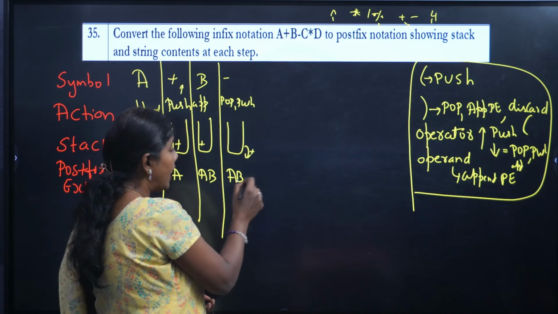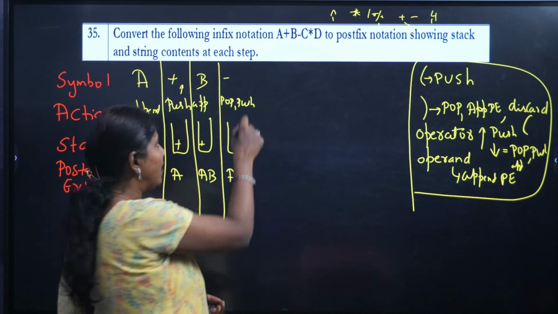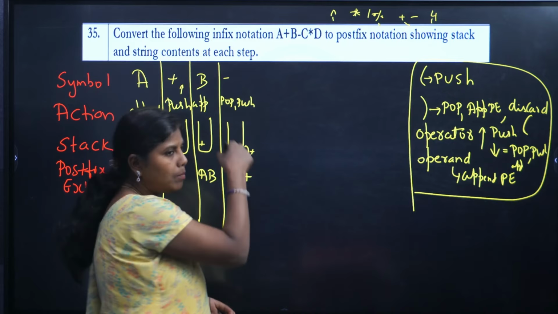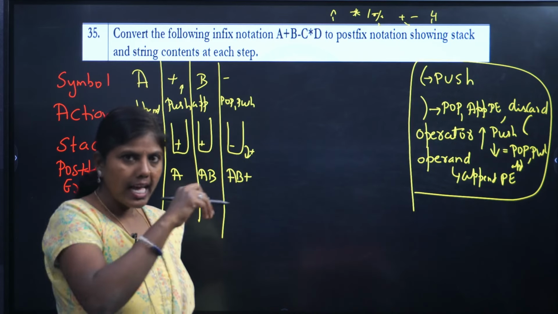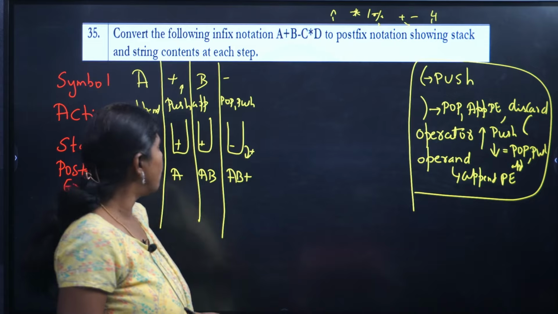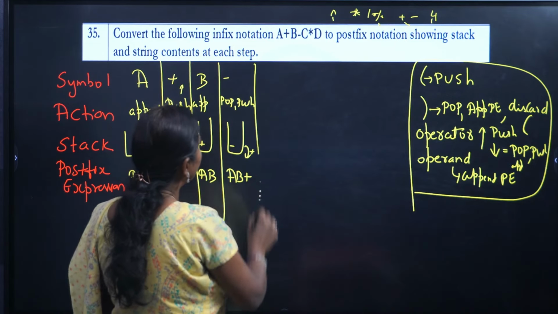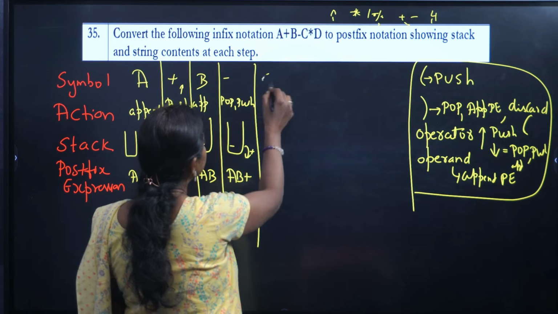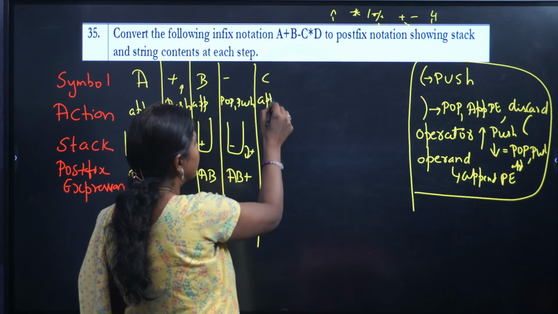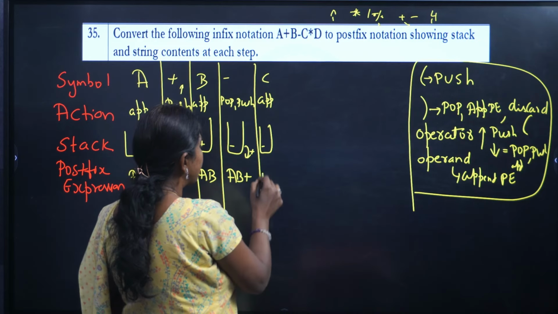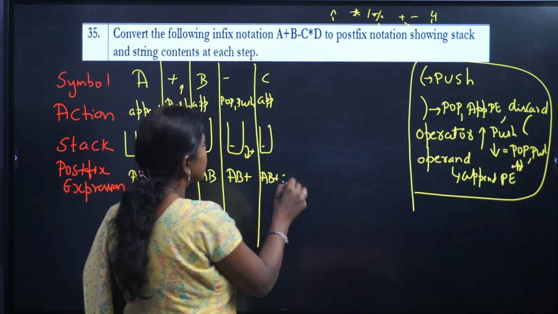After doing popping, I will push it. I have popped out plus, I'll push minus now. After doing that, what do we have? We have this C. C means very simple, append. This remains same, minus AB plus C.